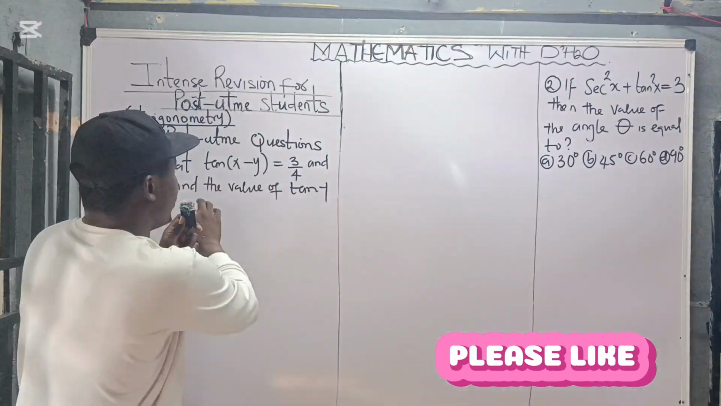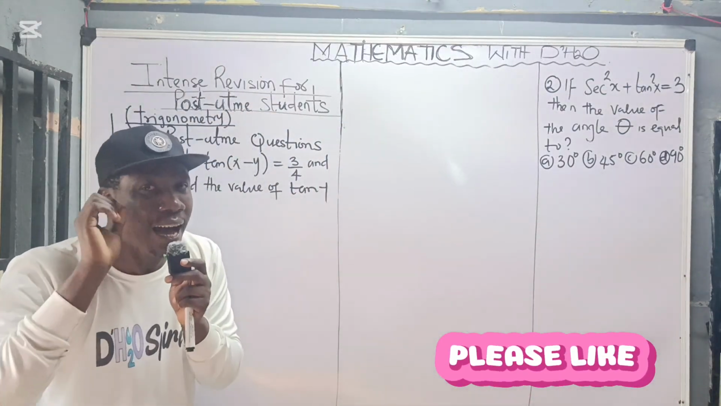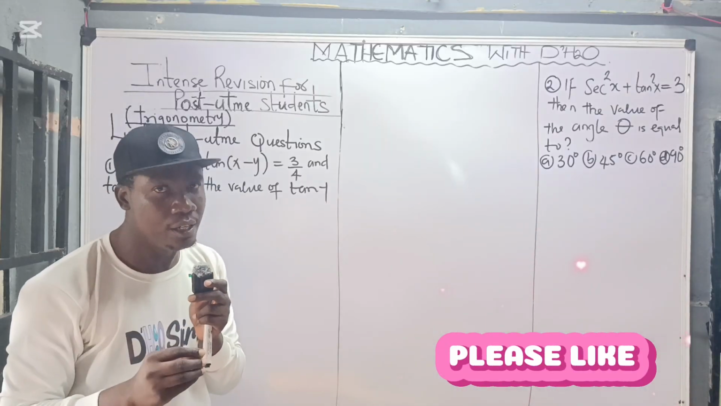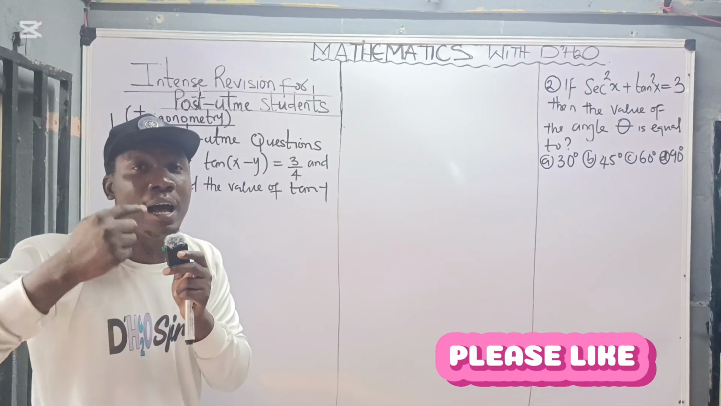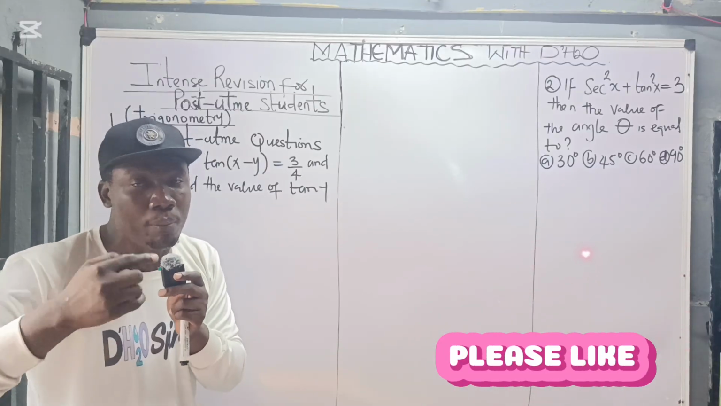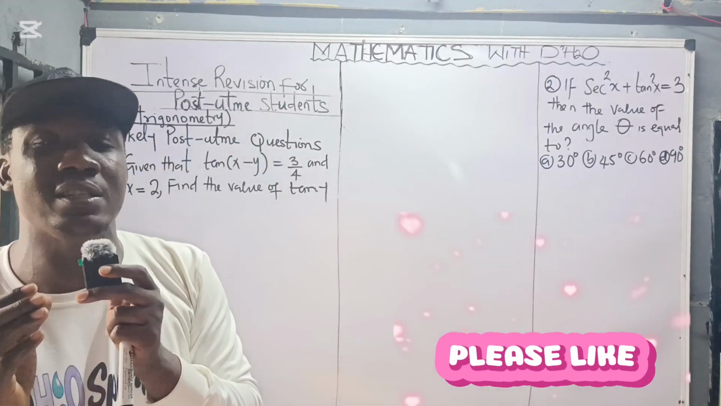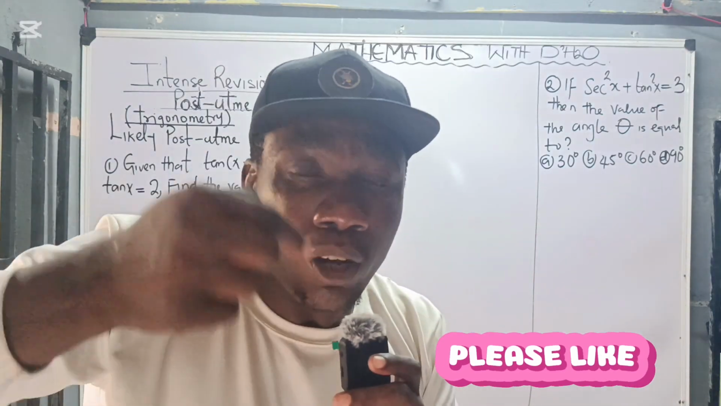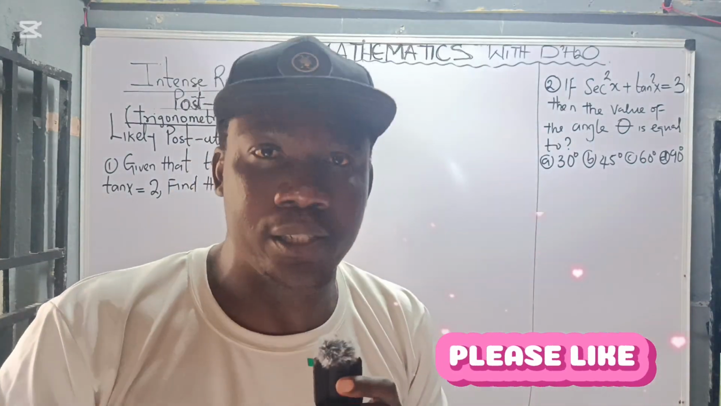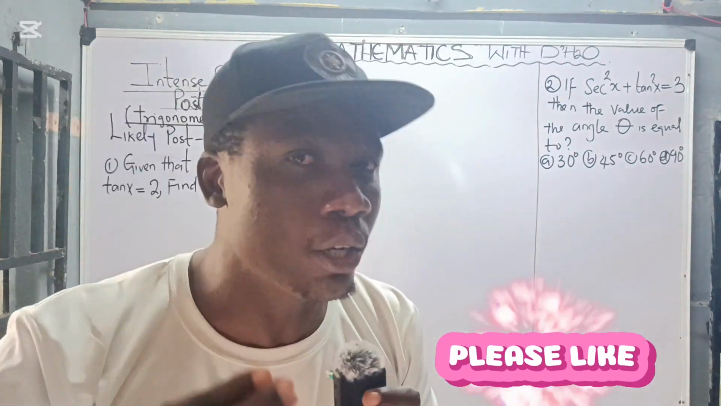The first question here is coming from compound angles identities. Yes, compound angles identities. What is compound angles identities, or what is a compound angle? A compound angle is angles that are formed by combining or subtracting two special angles together.